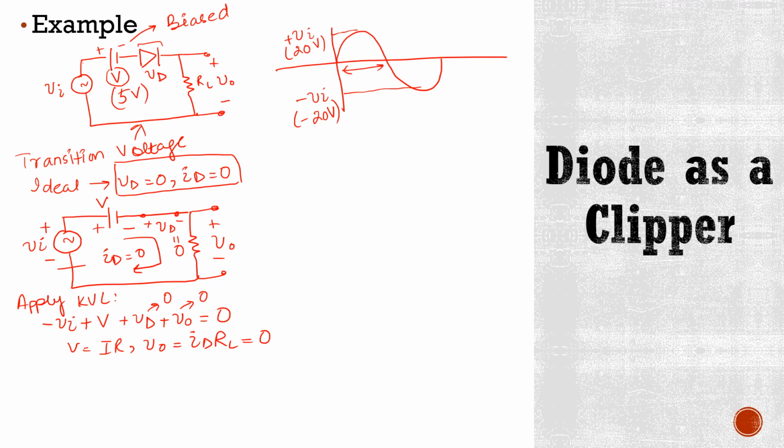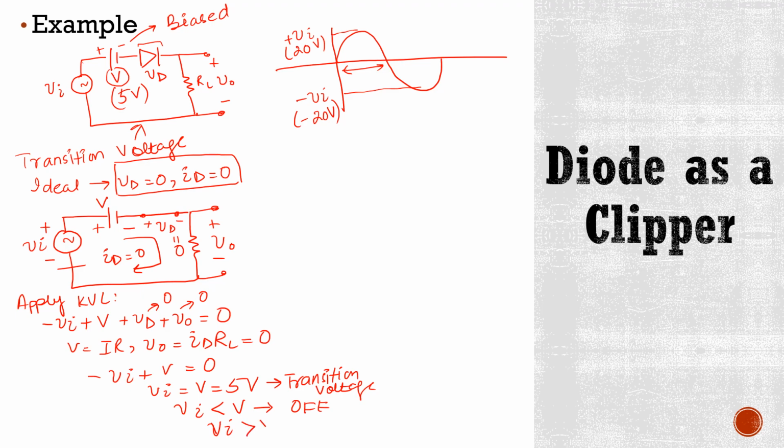So now your equation will be minus Vi plus V is equal to 0. It means Vi is equal to V and it is 5 volts. So Vi is 5 volts. So it is your transition voltage. It means when Vi is less than V, that is 5 volts, then your diode will be off, and when this Vi is greater than V, that is 5 volts, then your diode will be on.